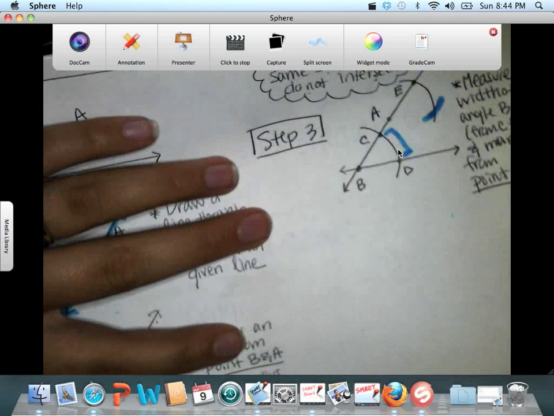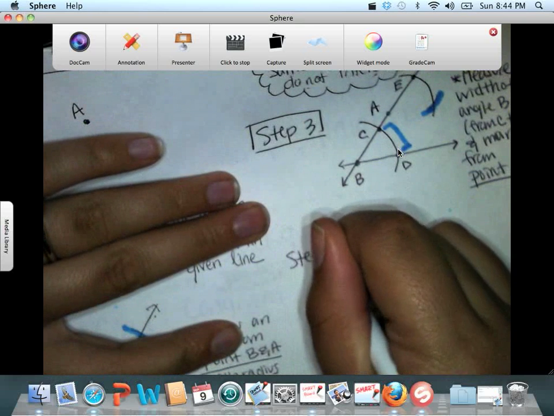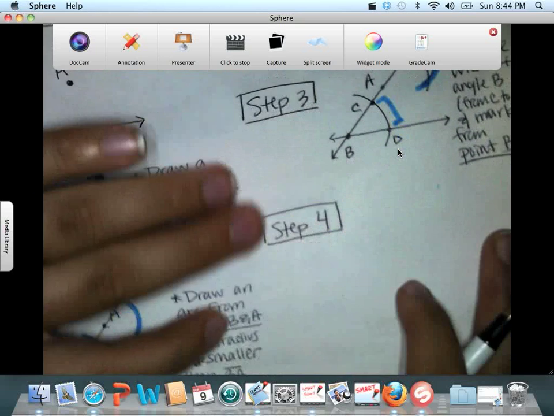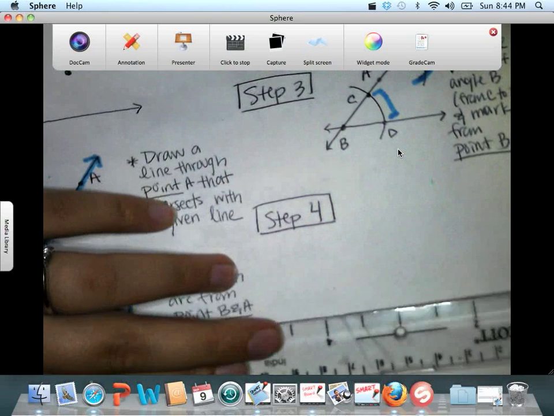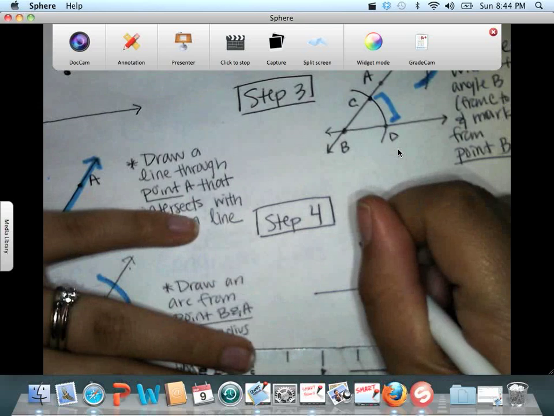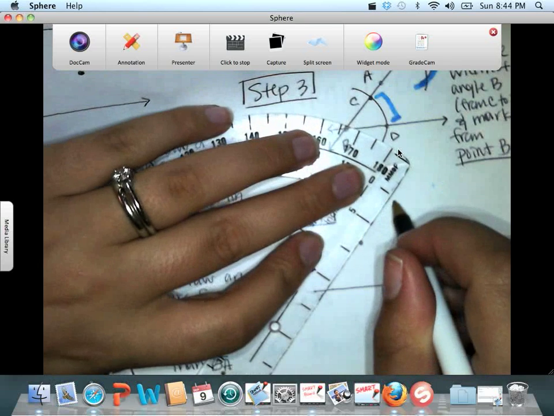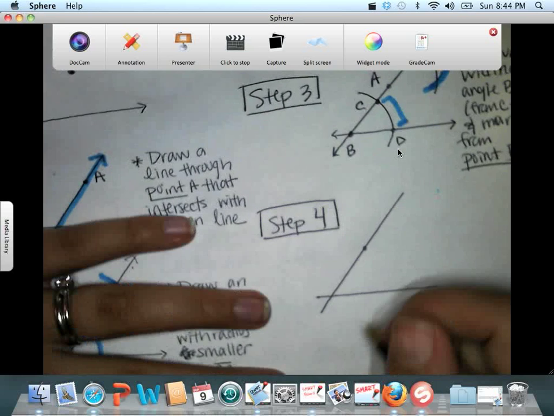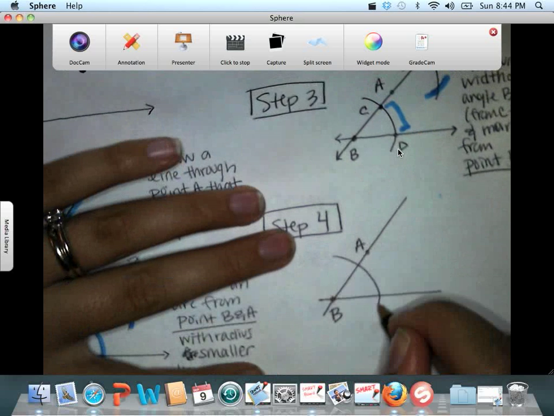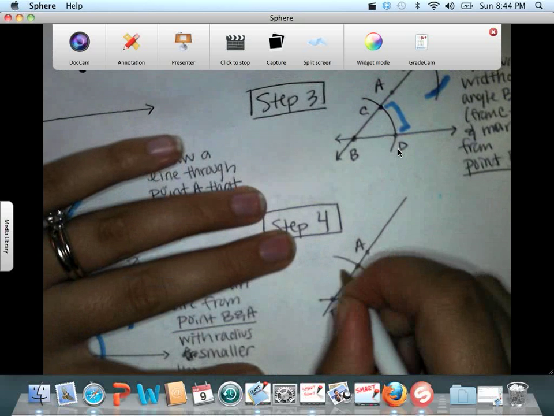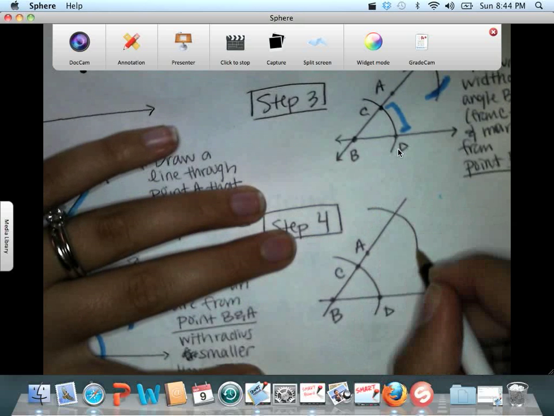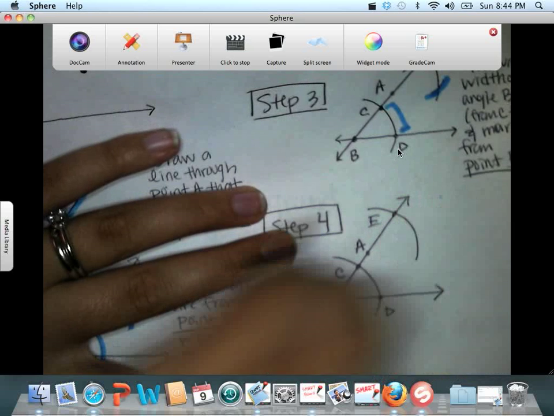One more step. Step number 4. It's a very big picture. Hopefully I can fit it. And we have a line with a point, draw a line through the point. Okay, so that was point A. It made point B, and then we drew an arc to create C and D. We did the same arc up here, and that created point E.